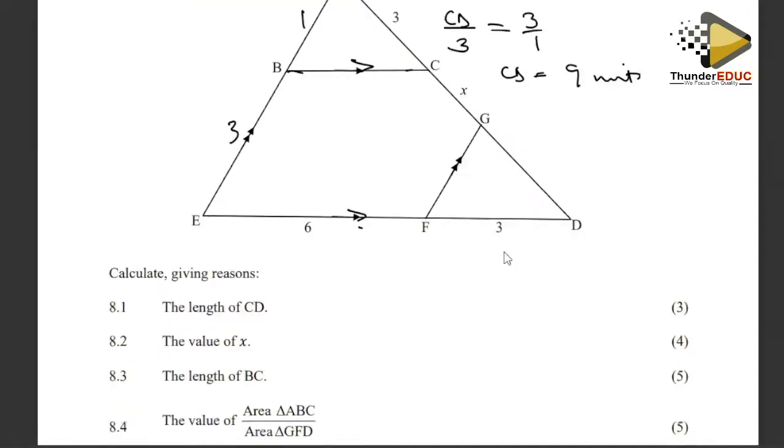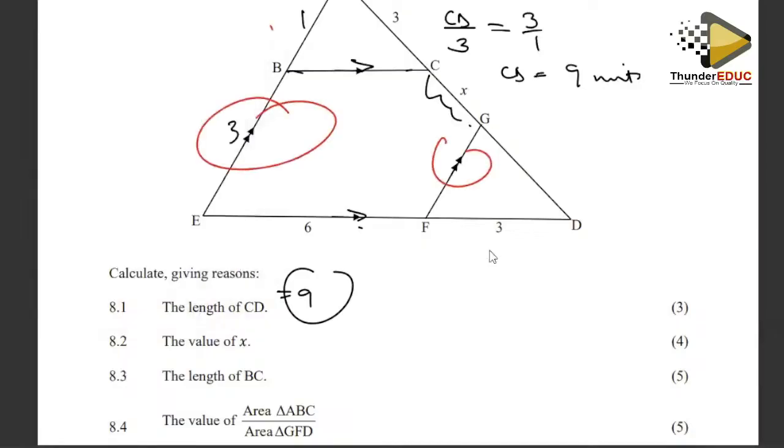Okay. Then they want us to get the value of X. Okay, this X here. So which lines are we focusing on? We can focus on this other section of parallel lines, these ones. Okay, because we said the whole of this is 9. If that is X, then this is going to be 9 minus X. Yes, that's what I'm seeing. Okay, so the whole of that is 9. So we're going to focus on this over that whole part.